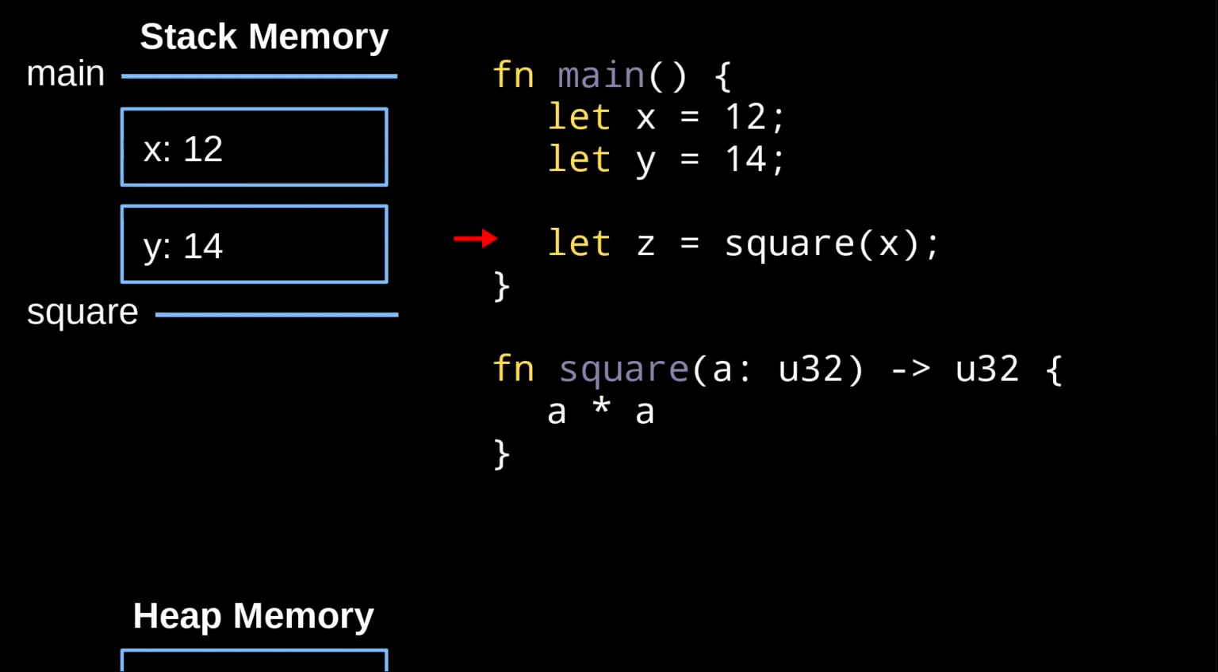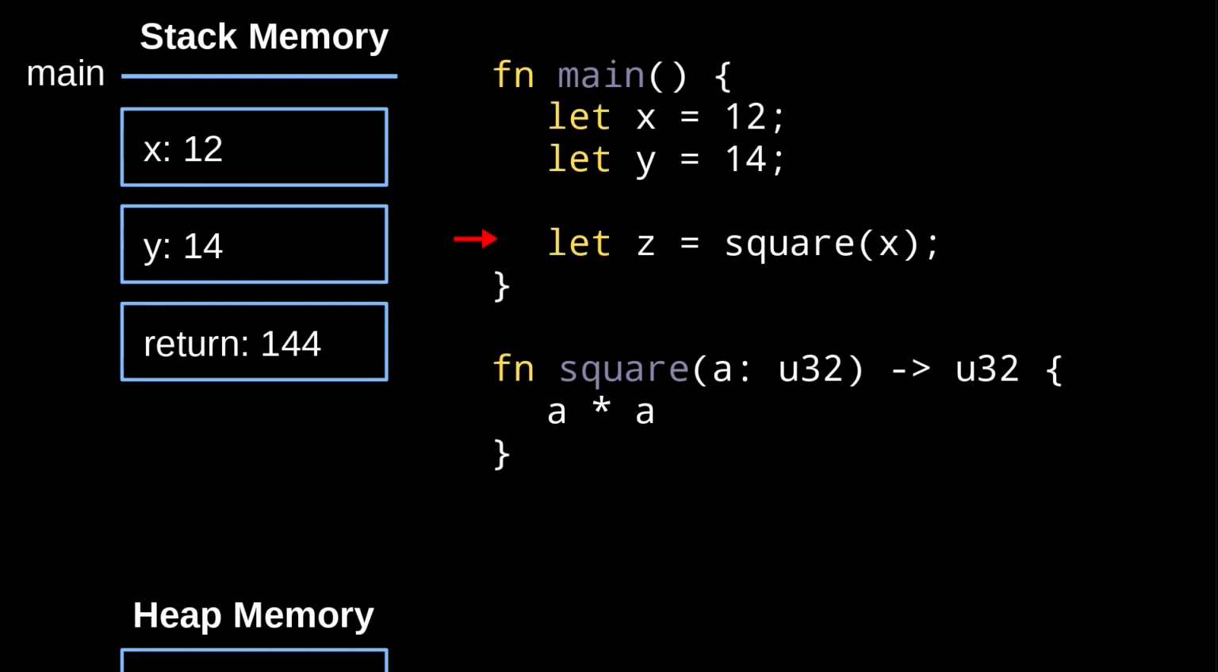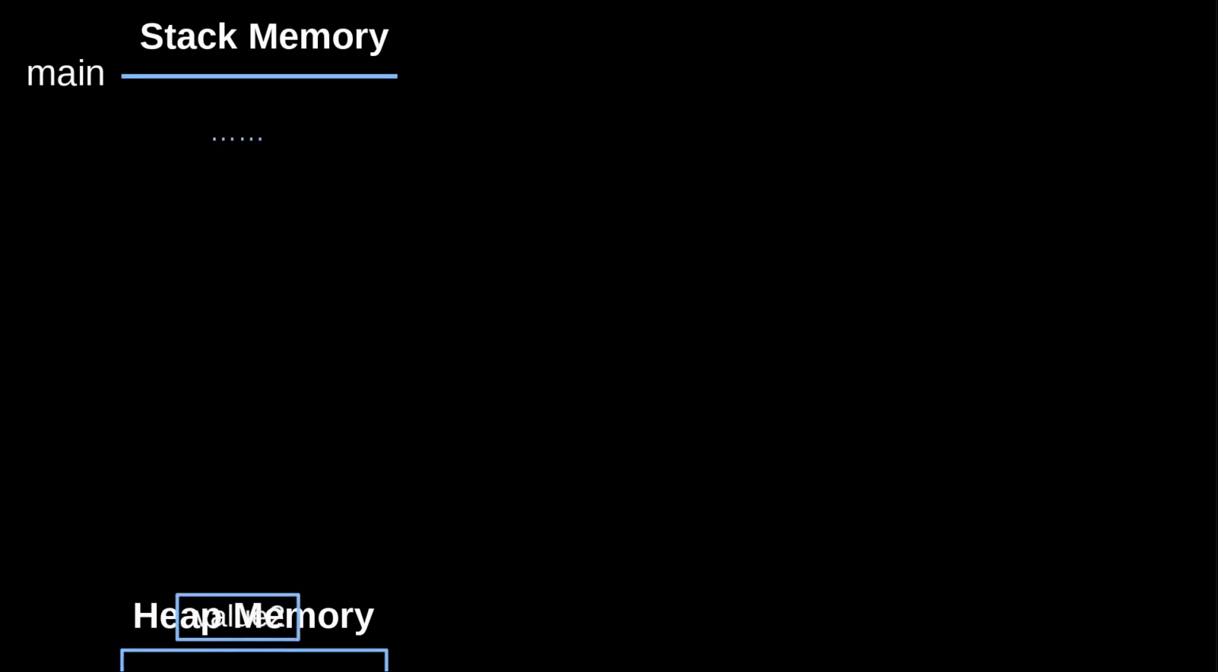This requires a function call, so the value of 12 is pushed onto the stack as a parameter. Our function then pops 12 off the stack and squares it, and then puts it back onto the stack as a return value. Our main function then pops off that return value and stores it into our z variable. A key thing to understand is the computer must know the size of all the values we push onto the stack at compile time. In this case, we know for sure that u32 is 32 bits or 4 bytes in size. But this is not always the case.